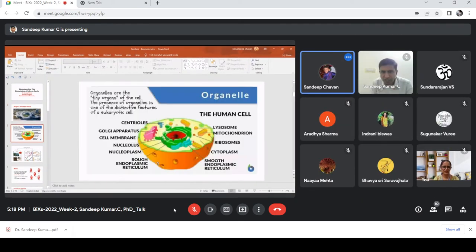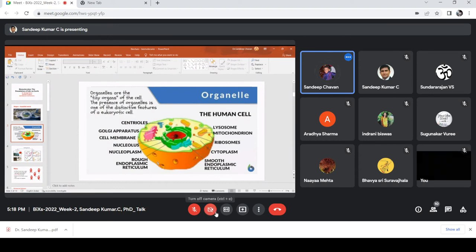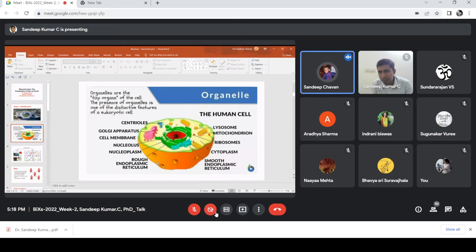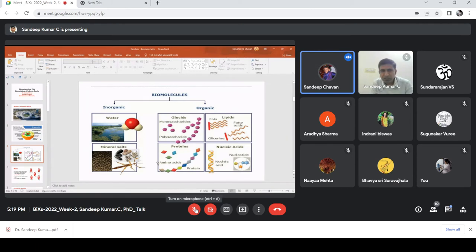Similarly, if you come to the cell, in your school you have learned about the cell and the different organelles in the cell. But if you look a bit deeper into these organelles, lysosome, mitochondria, ribosome, cytoplasm, all of them are made up of certain biomolecules. So what are these exact biomolecules?